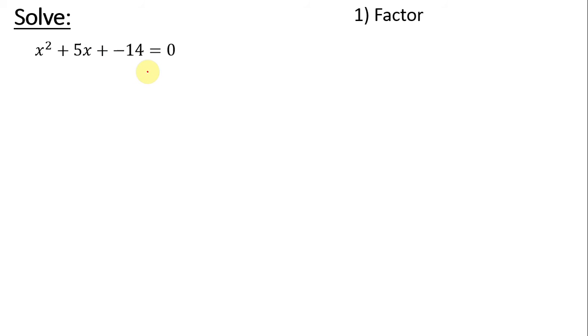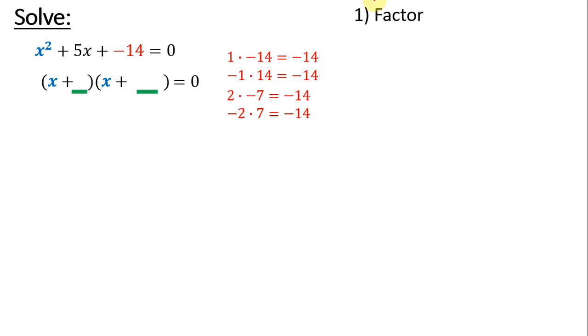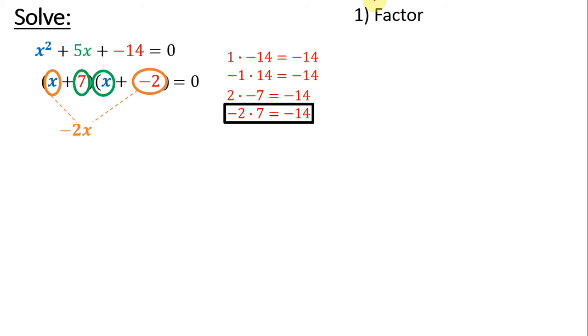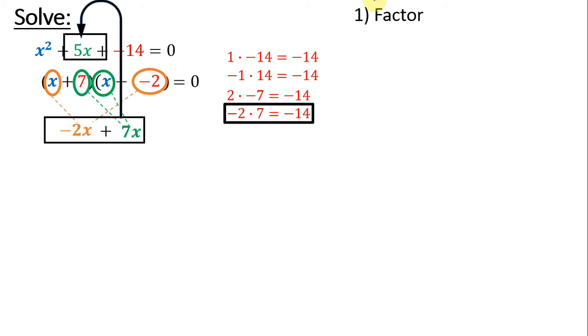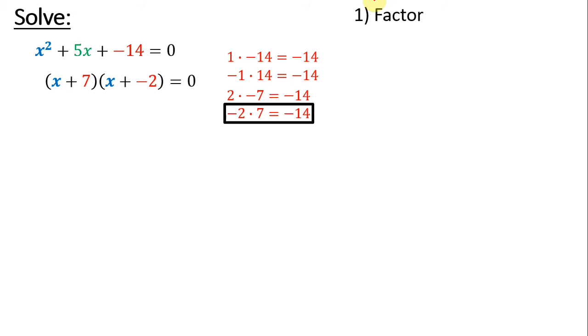Next, I'm going to factor this. Next, I'm going to list all the numbers that multiply to negative 14. And I'm going to decide what is going to go in those blanks. Which pair is going to go in those blanks? The pair that will fill those blanks will be negative 2 and 7. When I have negative 2 and 7 in those blanks, and I multiply my outer terms, I get negative 2x. When I multiply my inner terms, I get positive 7x. And when I add them together, I get positive 5x, which is my middle term in my original equation.